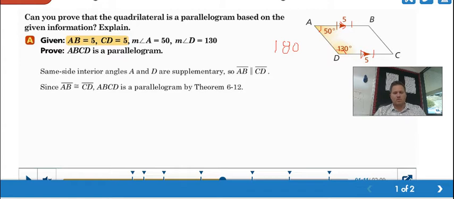We typically don't do the theorems. You won't have to memorize those. But if you say that they have a congruent and parallel side, that would be sufficient. Okay? All right, let's go on to the next problem.